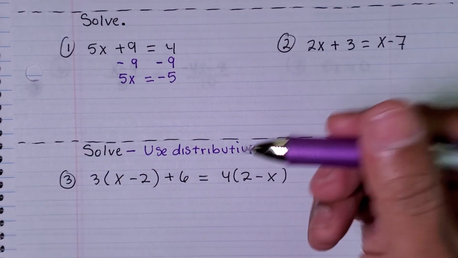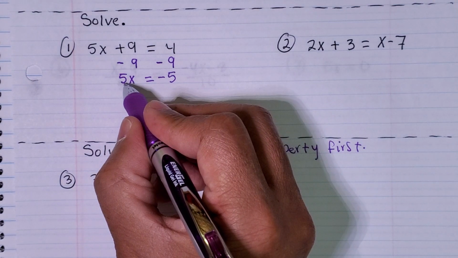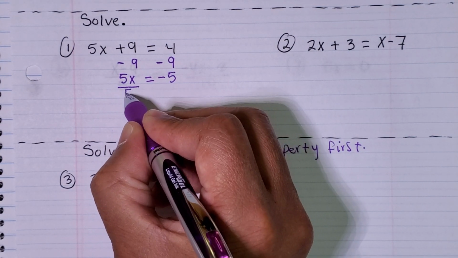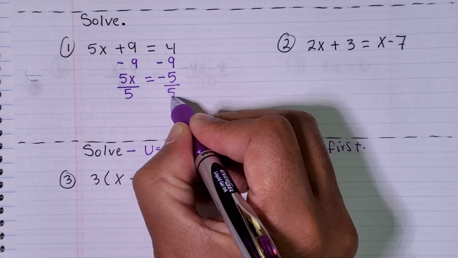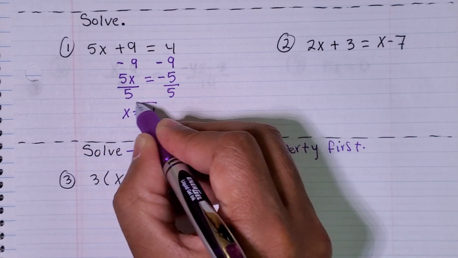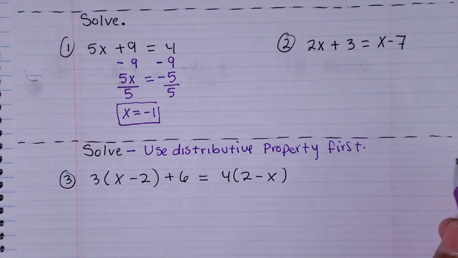Last step, this is saying multiply 5 times x. I'm going to do the opposite, which is I'm going to divide. So then we find that x equals -1 is the solution to this equation. Okay, let's go on to the next example.